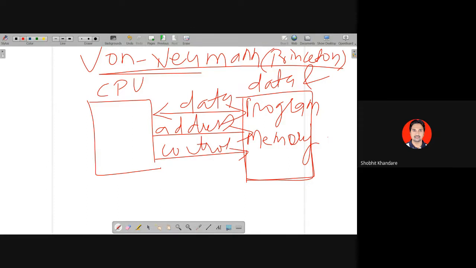Now here, if you see carefully, if I want to address the data, I will be using the same data bus. And if I want to address the program, I will be using the same data bus. So I do not have the provision to access the data from the data memory as well as the instruction or binary code from the program memory at a time, because there is a single data bus.